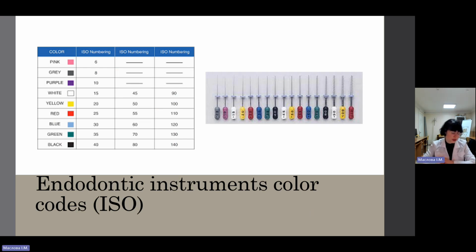Gates Glidden burs may be used to relocate a canal away from the danger zone. However, care should be taken to avoid over-enlargement. Gates Glidden number 6 or 5 should only be used on the walls of the access cavity, and number 4 no deeper than the canal orifice. The number 3 may be used to the mid-canal region, and the number 2 to the beginning of the canal curvature or to near full length in a straight canal.